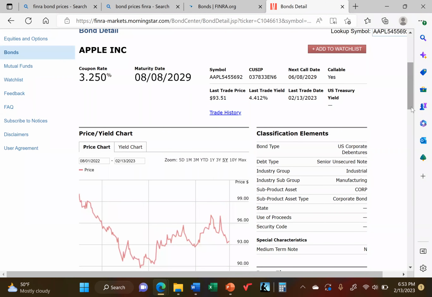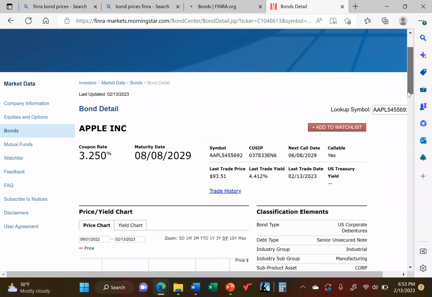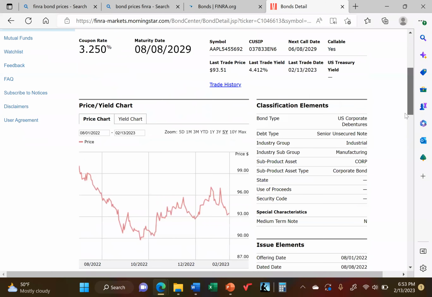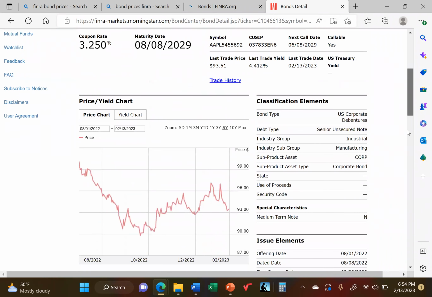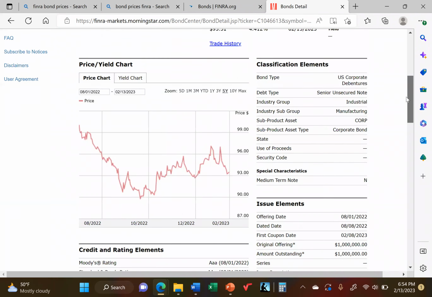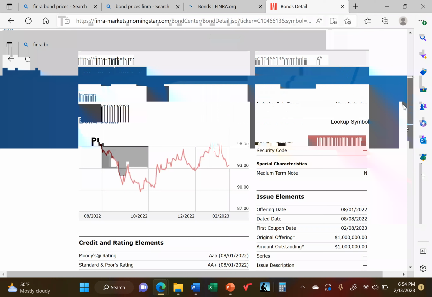Now, the bond was originally issued last August. Okay, it's a very new bond. And it'll mature in the year 2029. So when it was issued, it had a maturity of 7 years. Okay. And the coupon rate is listed as 3.25%. Now that's locked into place when the bond is issued. But since that was issued, rates have continued to rise.